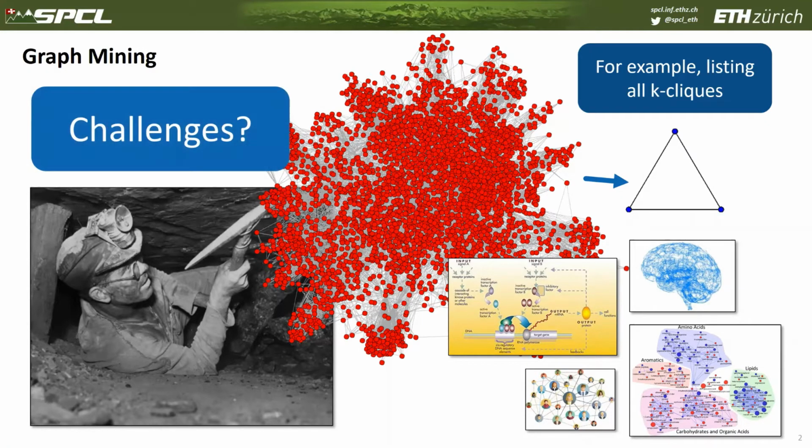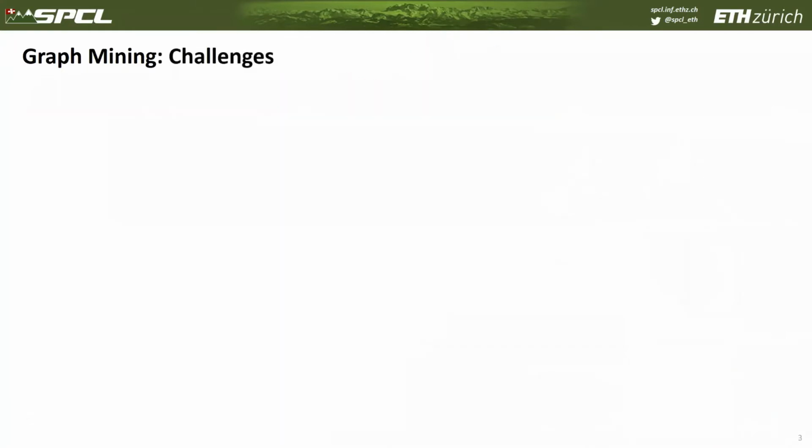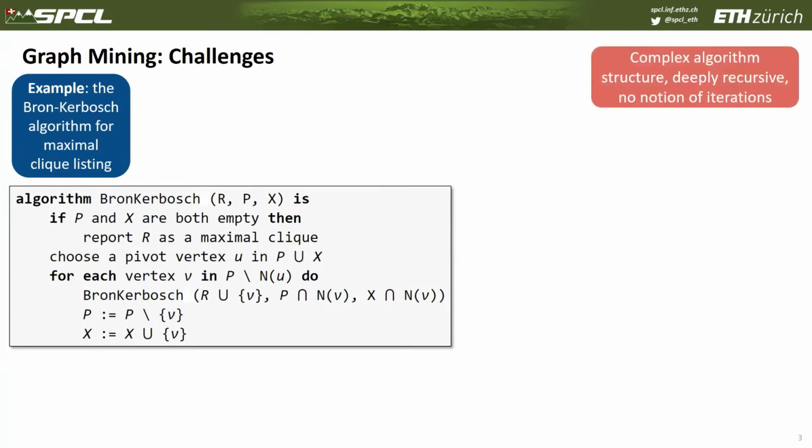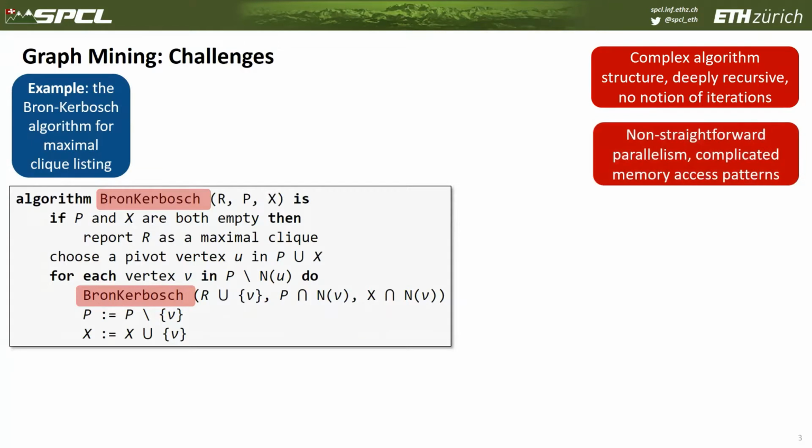Let's take a look at what the challenges in today's graph mining are. As an example, let's consider the established Bron-Kerbosch algorithm, a solution for maximal clique listing. We're not going to take a look at the details of this algorithm, but what is really important to realize is that this is a complex algorithm. As we can see, it has a deeply recursive structure. It doesn't have the notion of iterations that we know, for example, from simpler schemes such as PageRank. Thus, it has non-straightforward parallelism, complex memory access patterns, and many other issues.